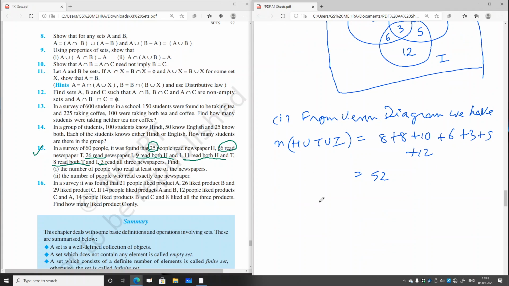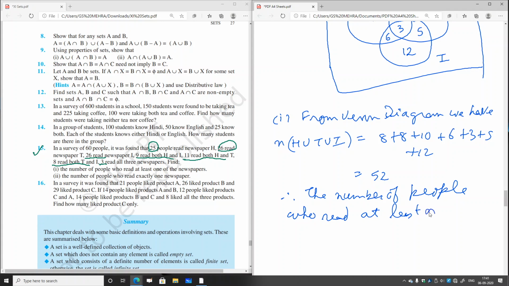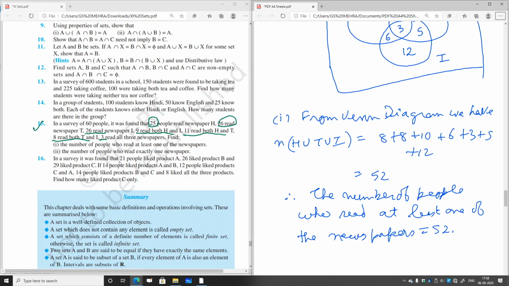So that is what we can write down. Therefore, the number of people who read at least one of the newspapers is equal to 52.